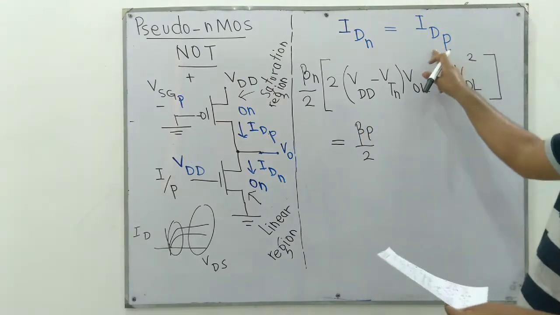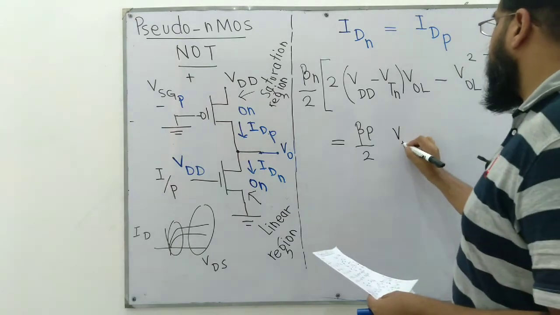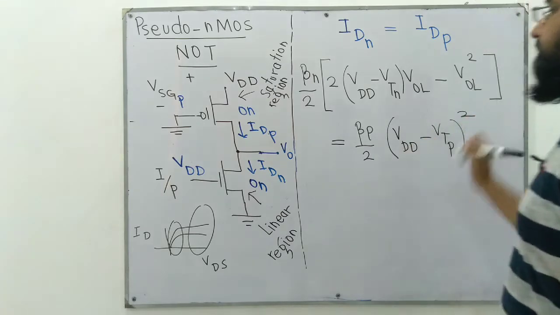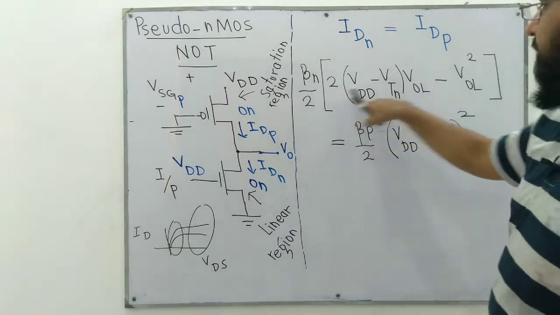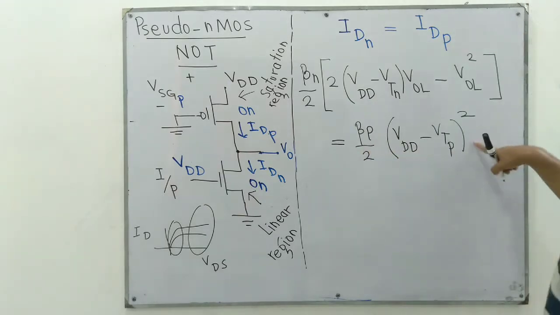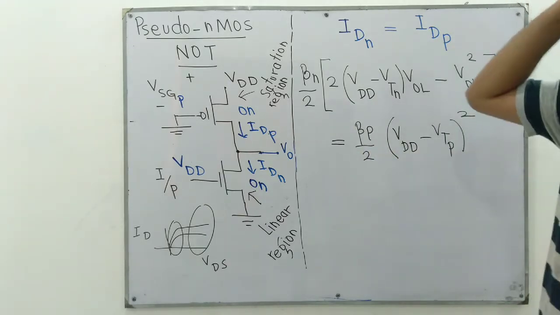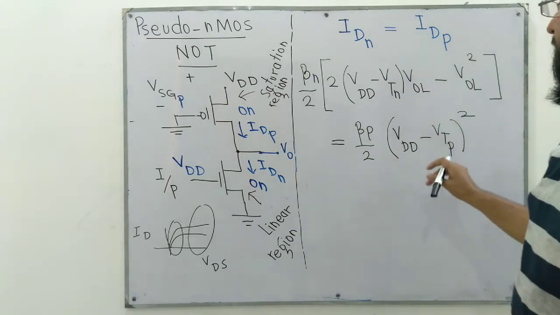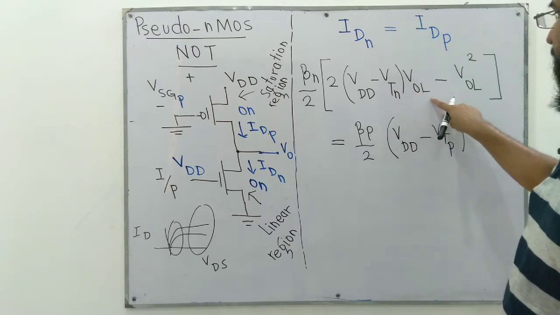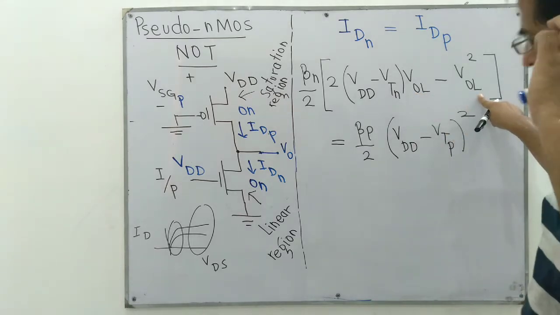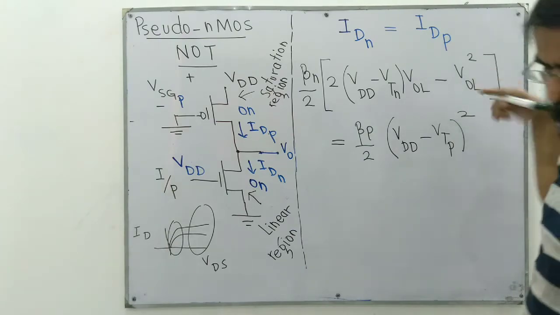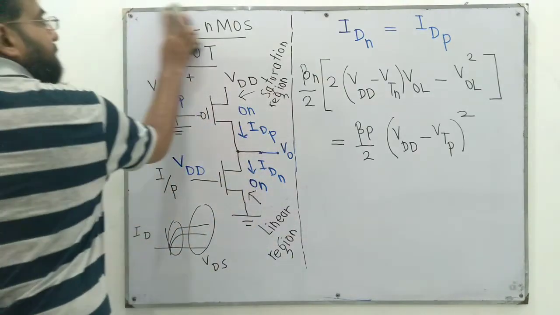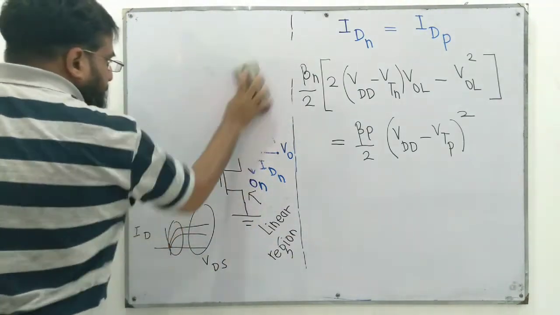We have studied this formula in chapter number 7: VDD minus VTP, squared, right? This formula was studied in the EDC course. This formula we studied in chapter number 7, the last chapter, right? So now we have to compute the value of VOL. We have VOL here and a VOL here, and here it is VOL squared. So it seems we will finish up with a quadratic equation, and we'll solve using the quadratic formula.